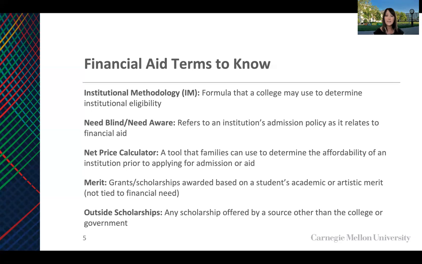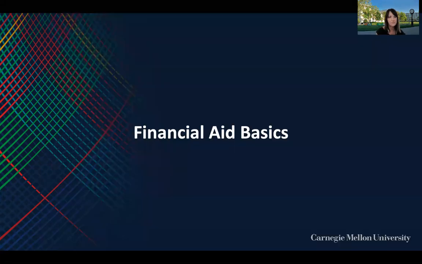Outside scholarships, that's any scholarship offered by a source other than the college or through the federal government. So things like, there may be local community scholarships you may be applying for and earning and winning. National scholarships, there's a Gates scholarship, there's a Coca-Cola scholarship, really big scholarships there. So that's what's defined as an outside scholarship, anything that's coming outside of the college or of the government's aid.